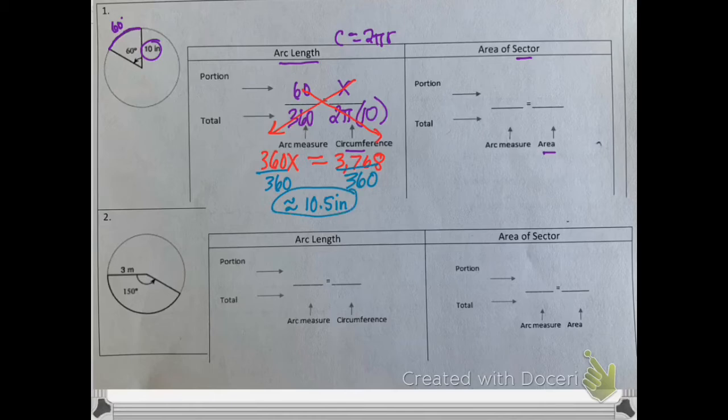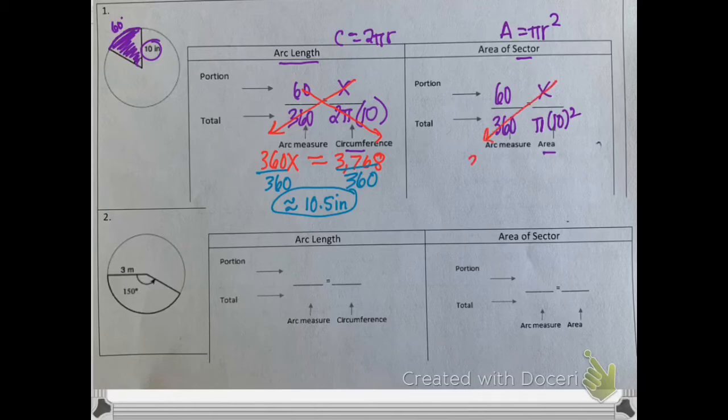Shifting over to the area of the sector. So if I shade this piece in, this is the sector we're looking at. So again, the first fraction is identical. It's 60 degrees out of 360. We're trying to find what portion of the area, so x out of the total area of a circle. So remember, area of a circle has a formula, pi r squared. So I'm plugging in pi, the radius is 10, and then I'm squaring that. So cross multiply.